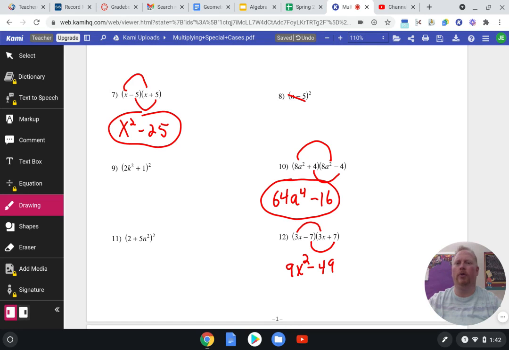I would rather you do it the long way and get it right than do it the shortcut way and get it wrong. Okay?